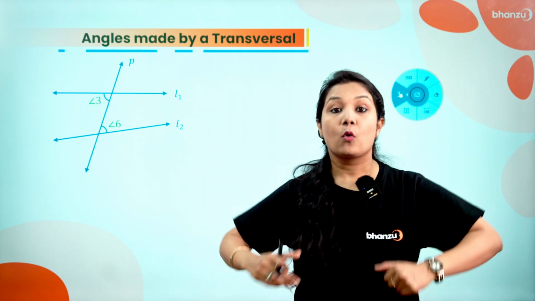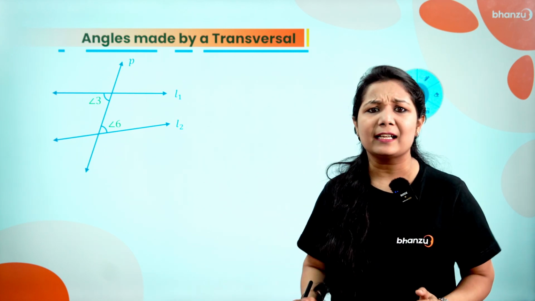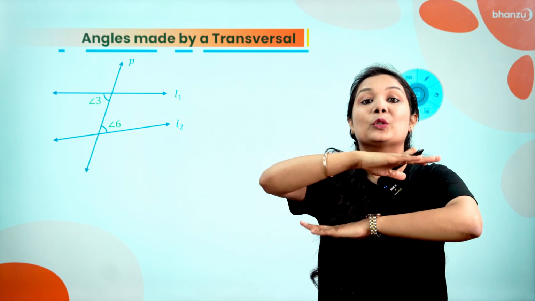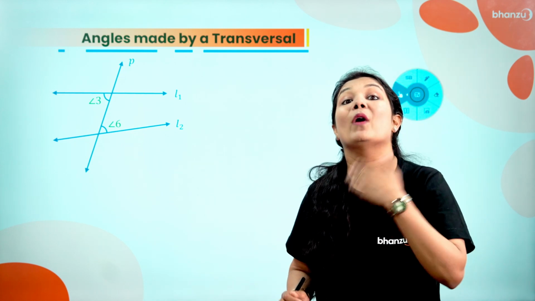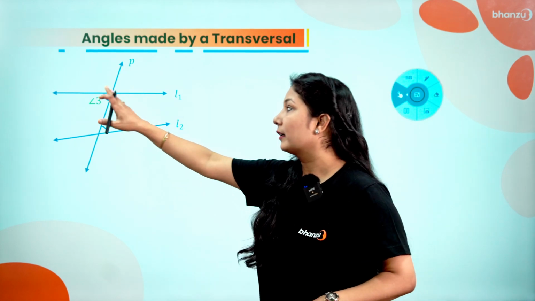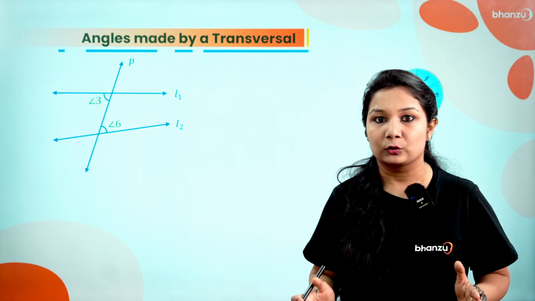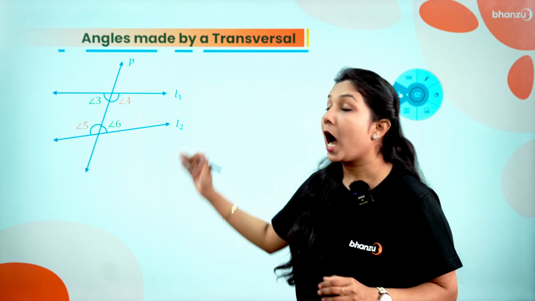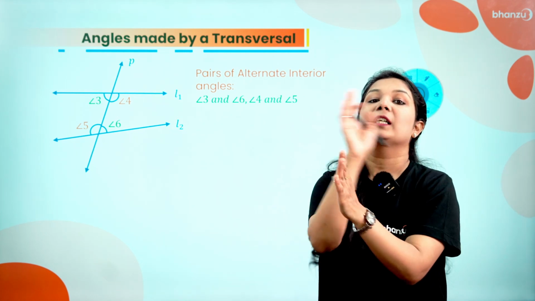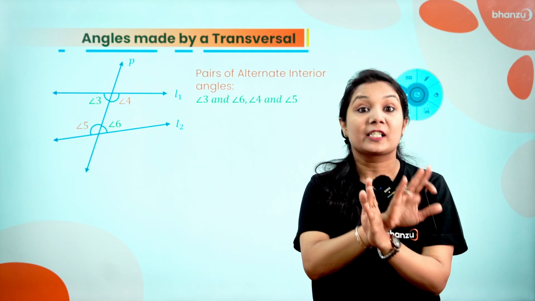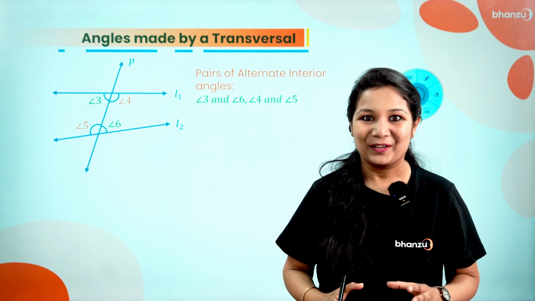So here, what are they first of all? Interior or exterior? Yes ma'am, they are interior angles because they lie between the two lines. They are inside the lines. But this time they are not on one side of the transversal. One is on left side, other is on right side. Yes, they are on either side of the transversal. So such angles are called alternate interior angles. Yes, they are interior but they are on alternate side. If first is on right, the second is on left. If first is on left, the second is on right.